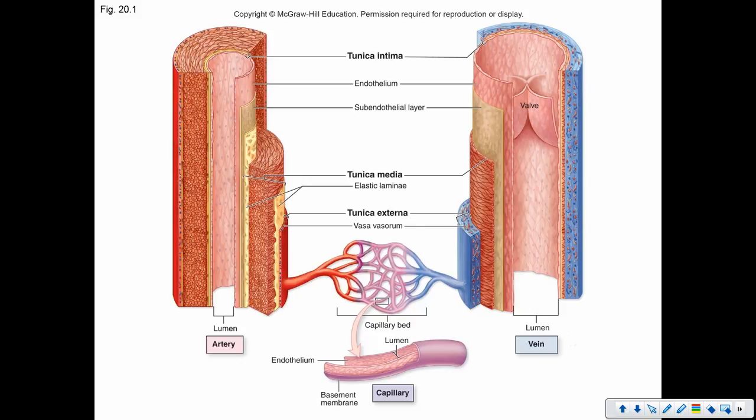Forgot to mention the layers of the heart. Does anybody remember what the layers of the heart are called? The pericardium is on the outside, right? What's the middle muscular layer?